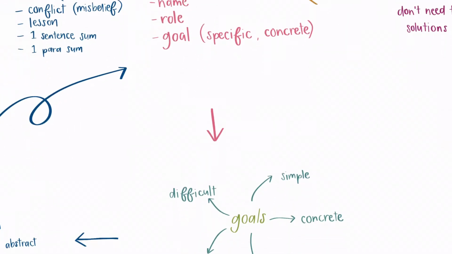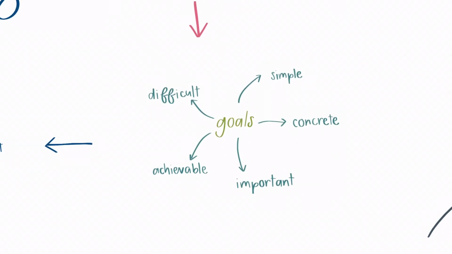And he goes into a bit more detail about goals. There are 5 main requirements of a character's goal. It should be simple, it should be concrete, which we've covered. It also needs to be important. It needs to be something that actually matters to the character. Otherwise, why would they go about achieving it? So there's got to be some kind of meaning behind it.